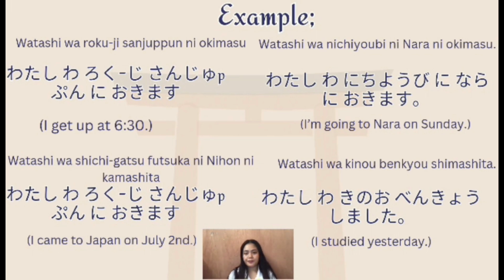So watashi wa nichiyobi ni nara ni ikimasu. Ito naman is a present tense. So it means in English, I'm going to Nara on Sunday. Dito naman ang ni is nagpapakita kung anong araw pupuntahan ng tao ang Nara, which is Sunday.